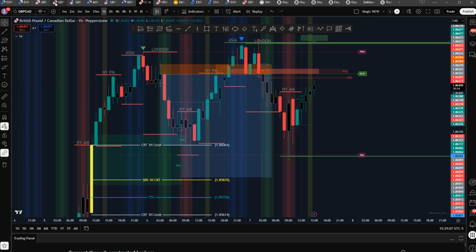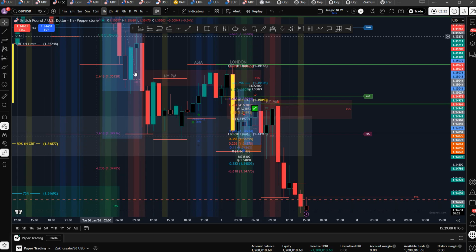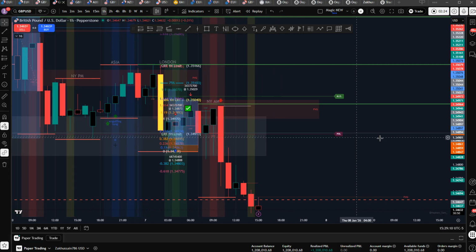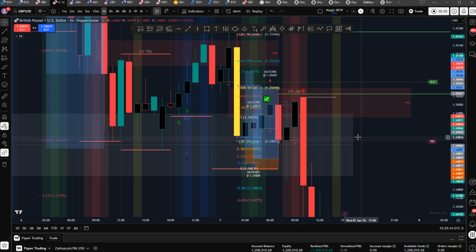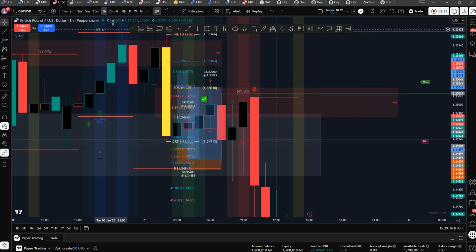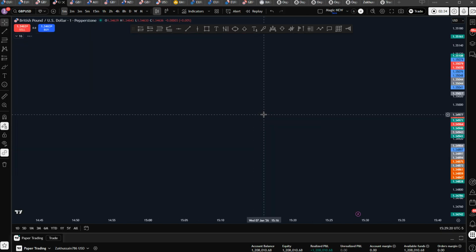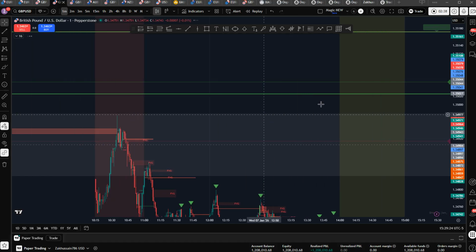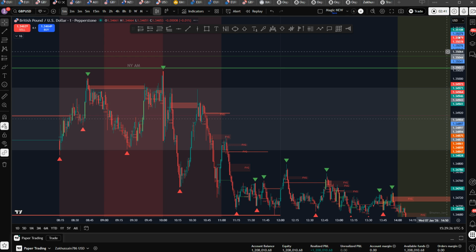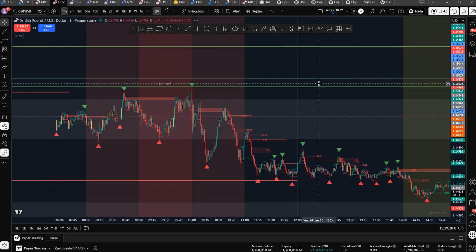Now going back to pound USD, which is the only trade we placed for the day, and it was a successful one as well. This was also in the London session. Let me zoom into the 1 minute time frame, and then you can see for yourself how it materialized.